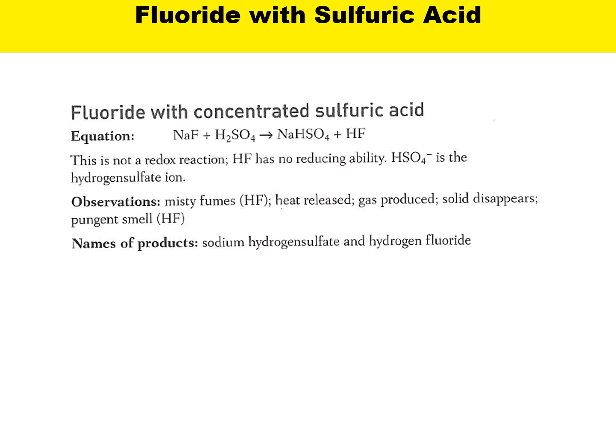The first reaction we're going to look at is the fluoride ion with sulfuric acid. If we look at this equation and we look at the oxidation numbers, it's not a redox reaction. That's because the fluoride ion doesn't have reducing ability. You will need to know the observations and the names of the products for this reaction. This reaction is not done in the lab because it is not safe to do so.